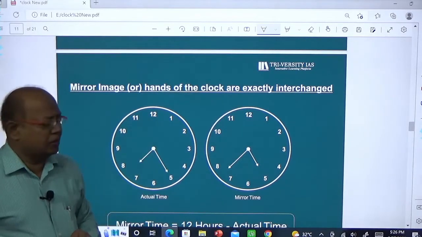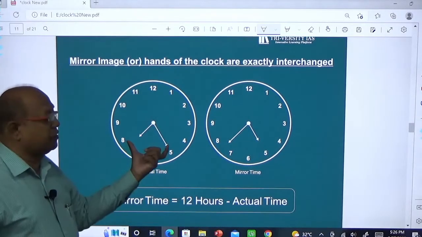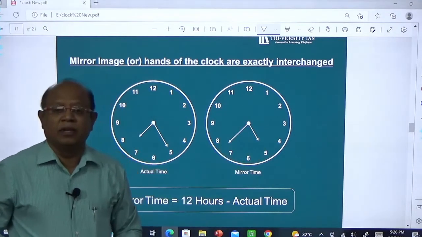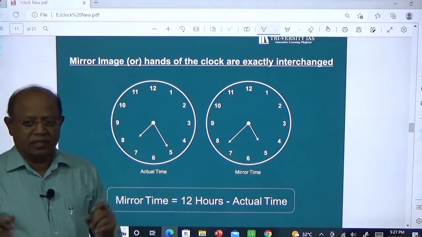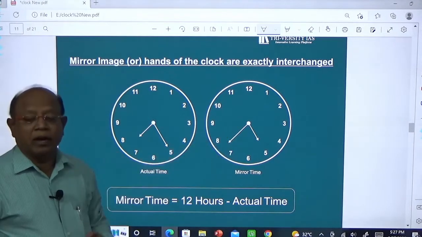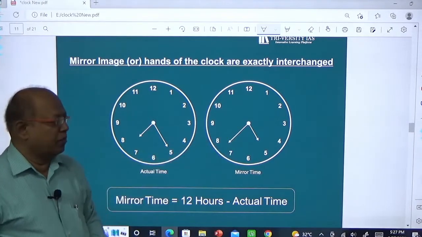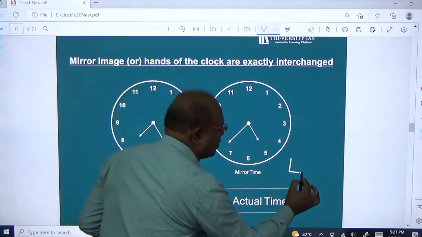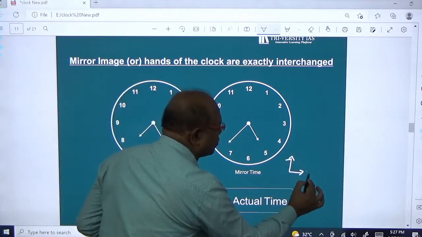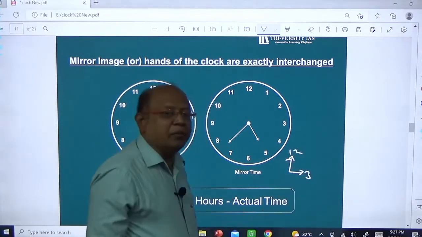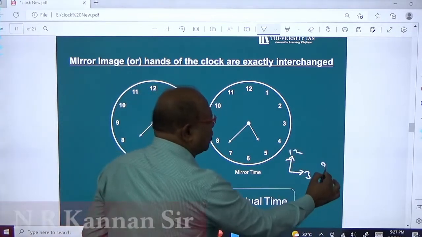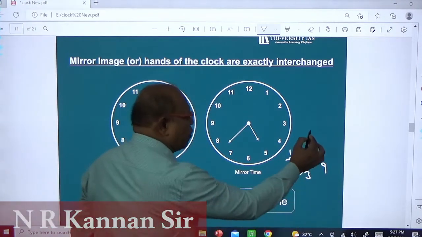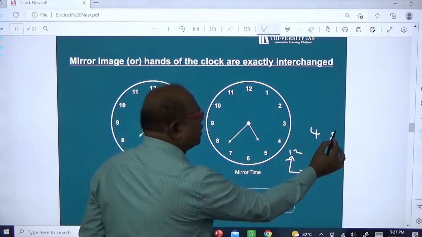Now what is this? Suppose this is the image. If you see it in the mirror, it looks like it is simply interchanging the smaller and bigger hands. In nature, we can see, suppose the clock shows 3 o'clock. In the mirror, it looks like 9 o'clock. Similarly, 4 o'clock looks like 8 o'clock.